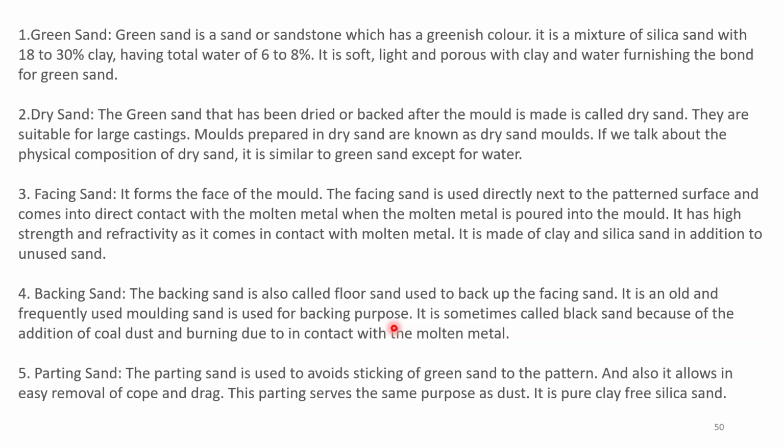Parting sand will have very coarse particles. For the partition of your cope and drag, you need to put some parting sand so it comes off easily, and in between the pattern also you put some parting sand for easier removal. The parting sand is used to avoid sticking of green sand to the pattern, and it also allows easy removal of cope and drag. This parting sand serves the same purpose as dust, and it is pure clay free of silica sand.